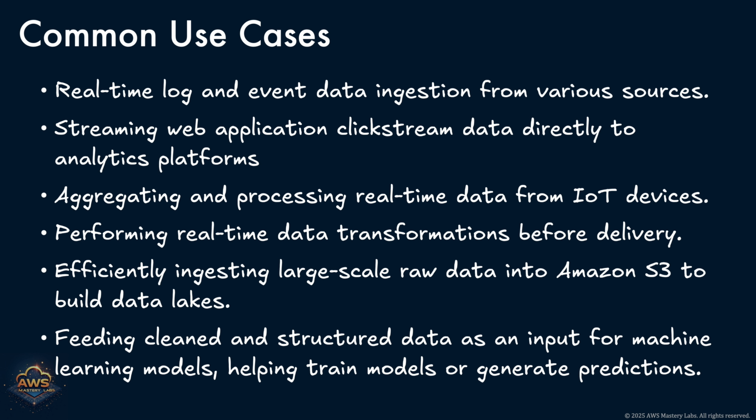For Internet of Things (IoT) applications, Firehose provides a way to aggregate and process data from millions of connected devices. Whether you're capturing telemetry data or sensor readings, Firehose can stream this information into Amazon S3 or Amazon Redshift for further analysis and operational insights.